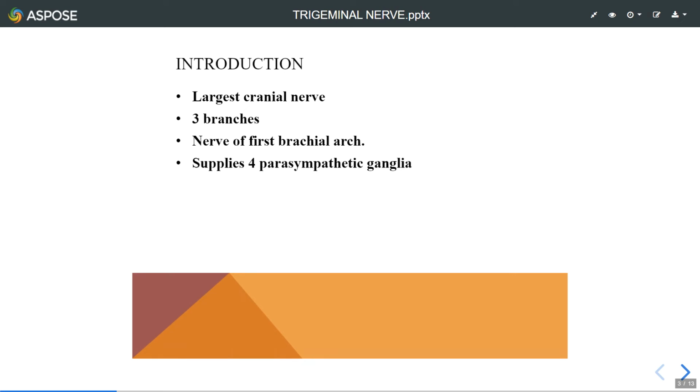First of all, we see about its introduction. It is the largest cranial nerve, which has three branches, that is ophthalmic, maxillary and mandibular, and it is the nerve of the first branchial arch. It supplies the four parasympathetic ganglia. They are ciliary ganglion, pterygopalatine ganglion, otic ganglion and submandibular ganglion.